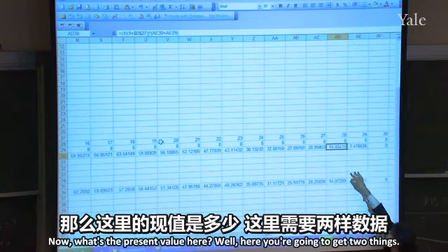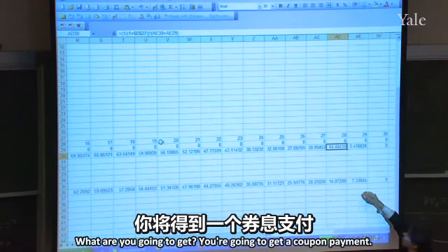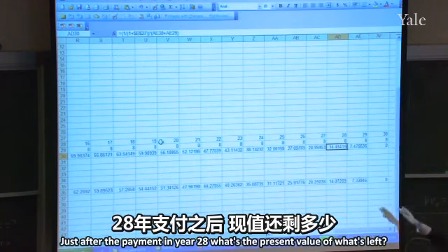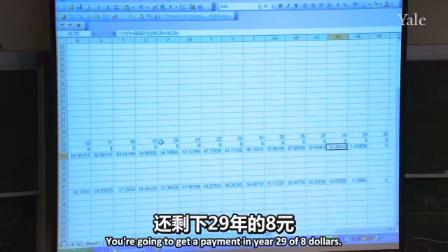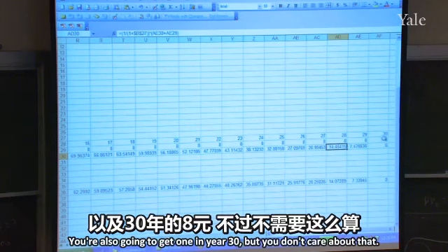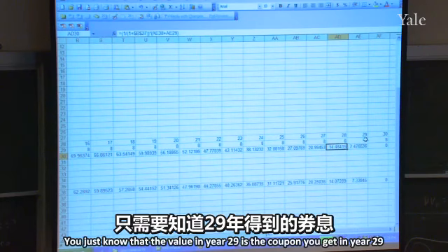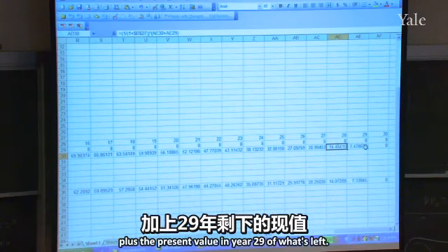Now, what's the present value here? Well, here, you're going to get two things. What are you going to get? You're going to get a coupon payment. So just after the payment in year 28, what's the present value of what's left? You're going to get a payment in year 29 of $8. You're also going to get one in year 30. But you don't care about that. You just know that the value in year 29 is the coupon you get in year 29, plus the present value in year 29 of what's left.